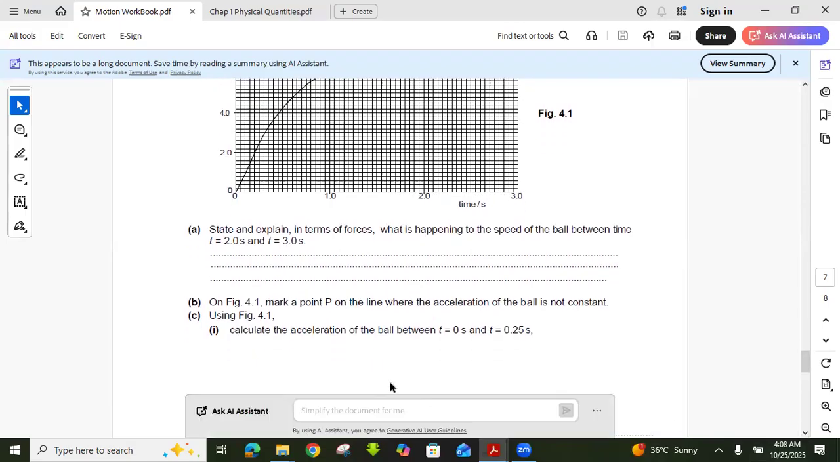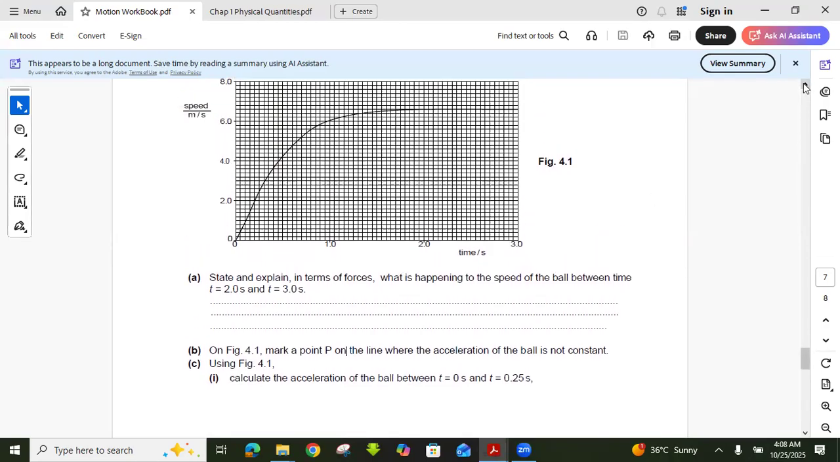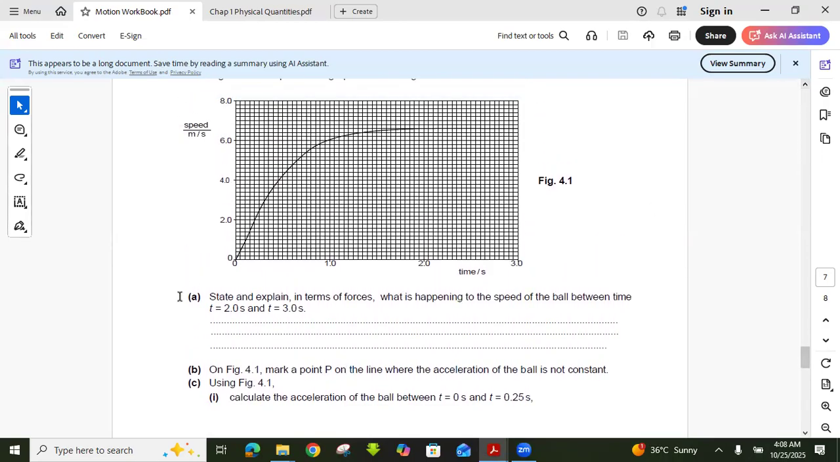Now calculate the acceleration of the ball between 0 till 0.25. So we need to find out the acceleration between 0 till 0.25. So let's count the number of small boxes first of all.